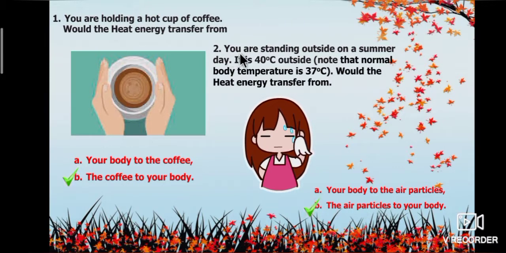Second question. You are standing outside on a summer day. It's 40 degrees Celsius outside. Would the heat energy transfer from your body to the air particles or the air particles to your body? Answer is, the heat energy transfers from the air particles to your body.